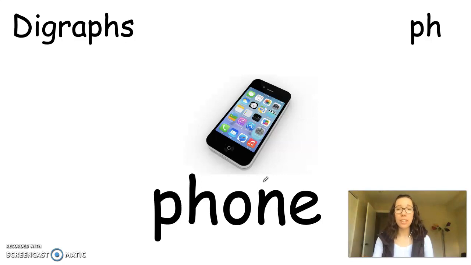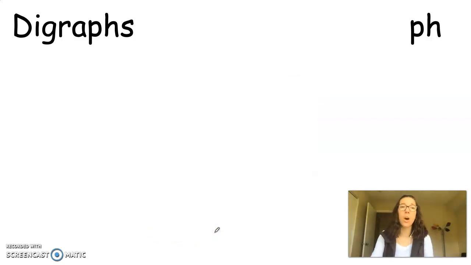But we're really focusing on the digraph here. In this case, the PH is coming at the beginning of the word, f, f, phone. Excellent, let's do one more example with PH, and then we'll do our last digraph, CK.